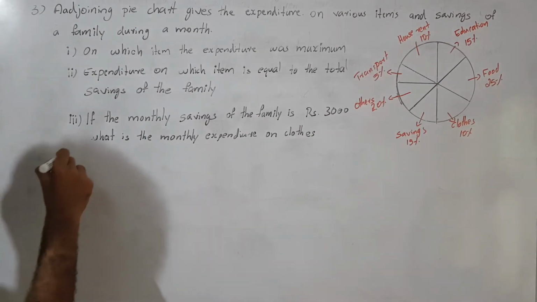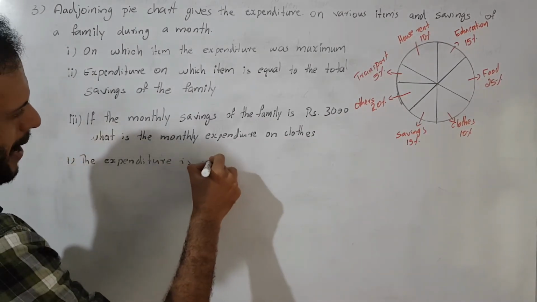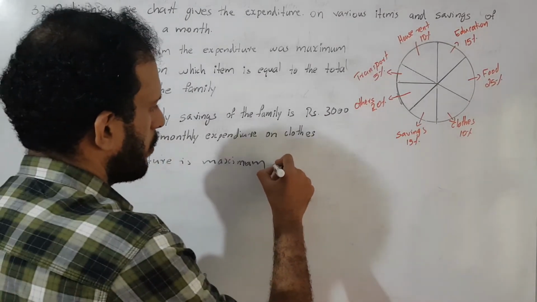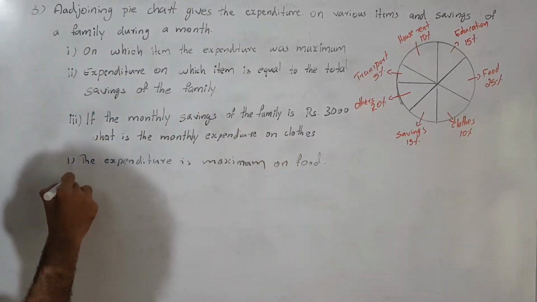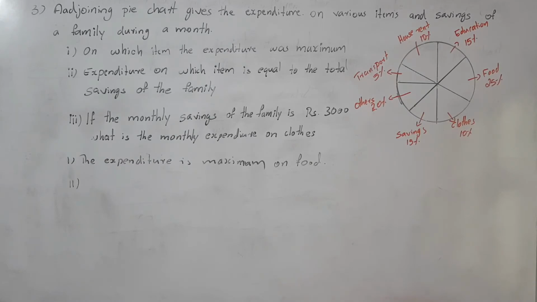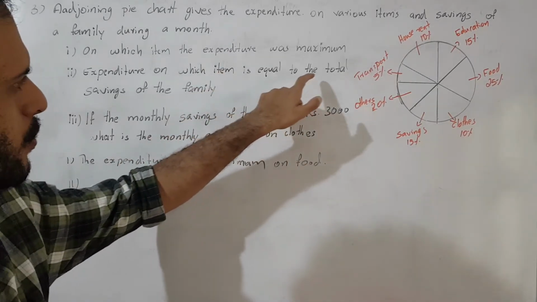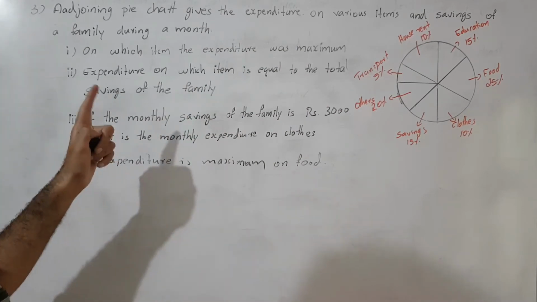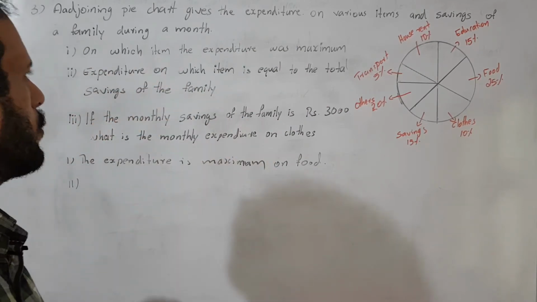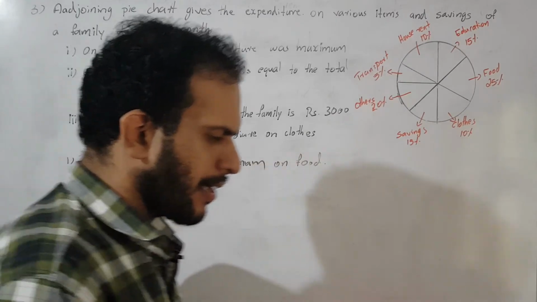The answer of the first one is maximum on food, correct? Then the second question: expenditure on which item is equal to the total savings of the family?